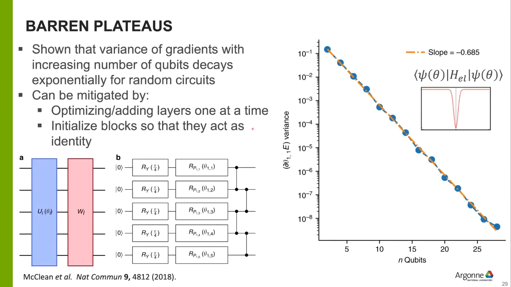You can mitigate this by, first of all, if you somehow can come up with a good guess for initial parameters, or you can add layers one by one, or optimize one at a time and initialize blocks so that they act as identities. So basically zero them out and then optimize them block by block.